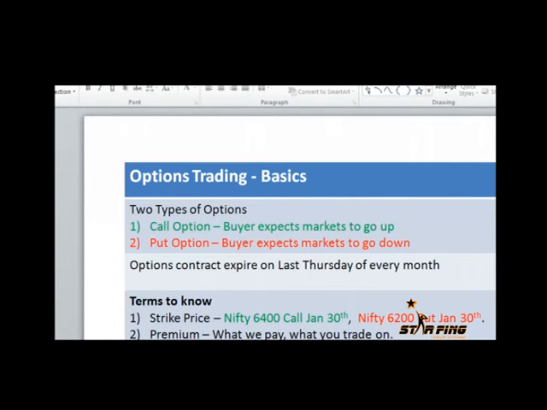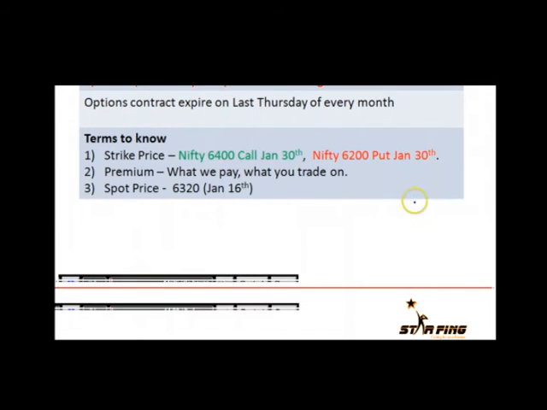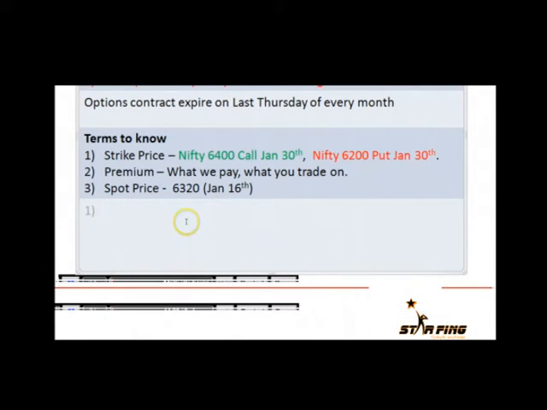Let me also quickly make something else here. Let me add one more row here. How do I add a row? Insert rows below. Yeah.